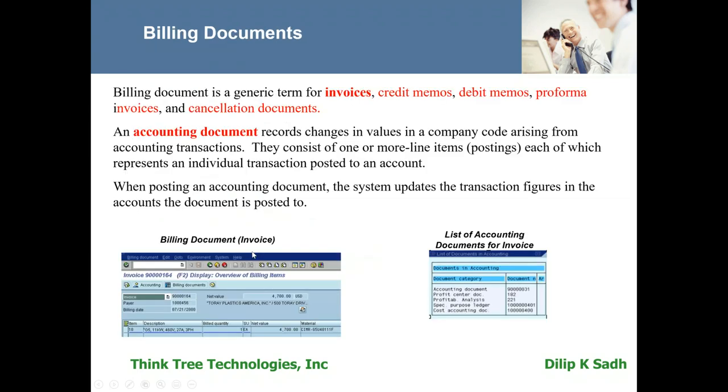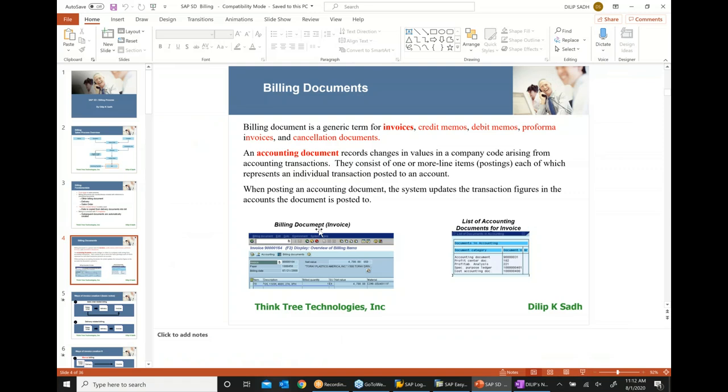Another important thing: when we create a billing document in SAP, there could be different kinds of billing documents. Invoice, credit memo, debit memo. In some cases you can also do a proforma invoice. A proforma invoice is a provisional invoice, not an actual invoice. You can also do cancellation of a document. And then we have the accounting document, which is the integration of SD and FI.